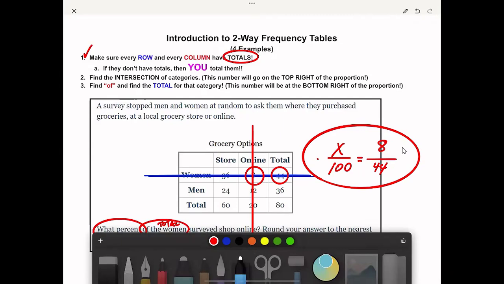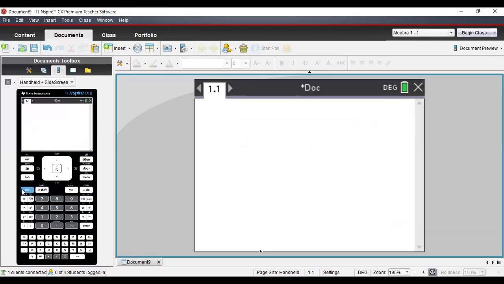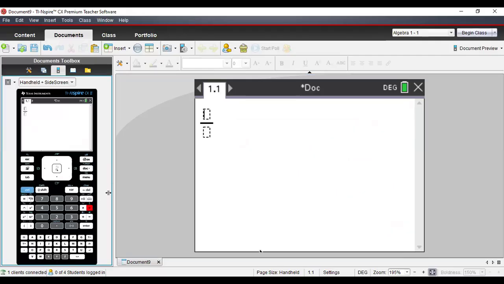Once you get this equation, you're just going to solve for x. The way you do that is you multiply both sides by 100, and the 100 goes away, and you're just going to have x equals 8 over 44 times 100. Let me grab the calculator and show you exactly how to do that. You're going to go control divide, it's going to be 8 over 44, and then you're going to multiply times 100.